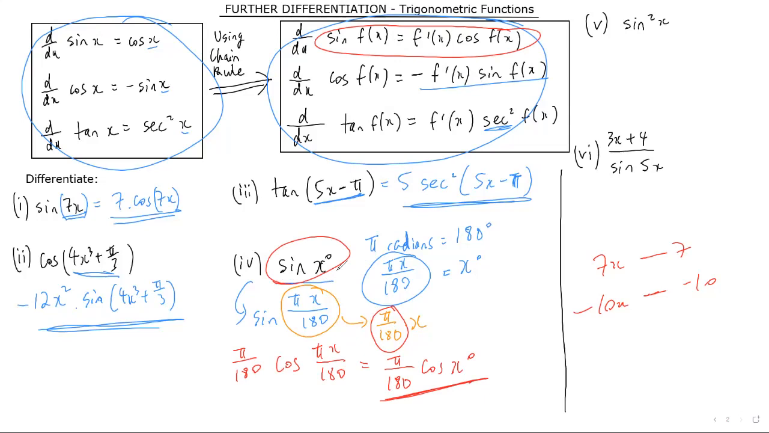In short, you need to convert the degrees into radians. Pi is equal to 180 degrees. Once you've done that, then you can differentiate it and convert it back to degrees to write your answer.